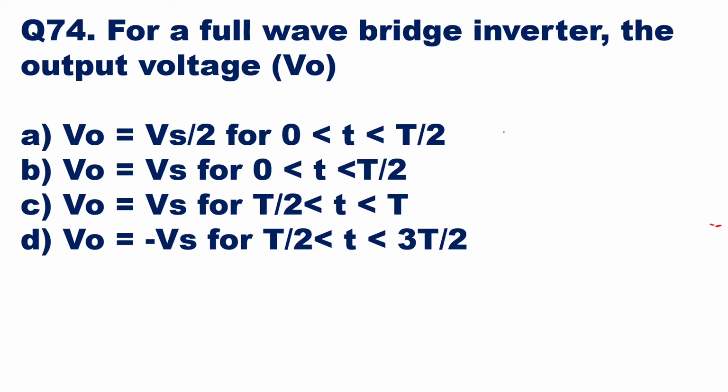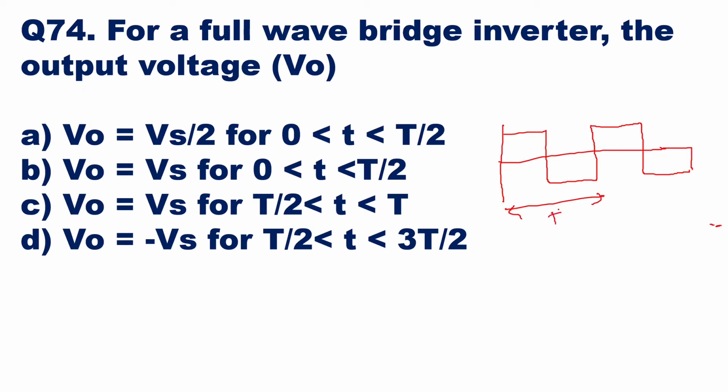So here you can see the waveform looks like this. This is positive half cycle, negative half cycle, positive half cycle, negative half cycle. Okay. Now here, this is your complete time period T. So this is 0, this is T by 2, and this is T. Okay. Now from 0 to T by 2, it is Vs, and from T by 2 to T, it is minus Vs.